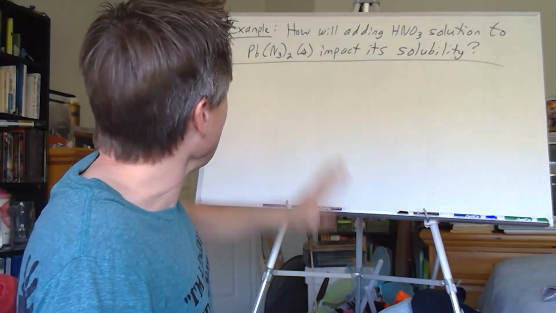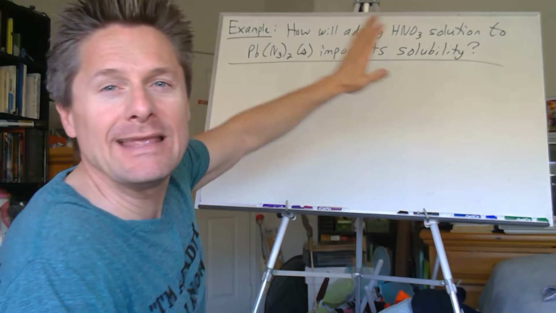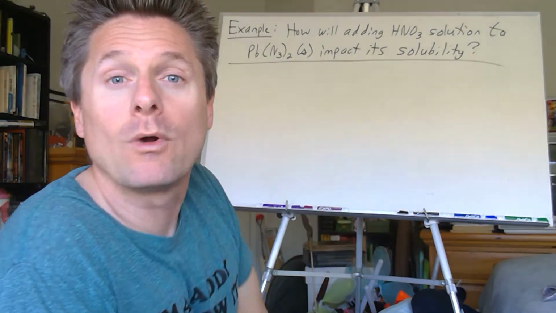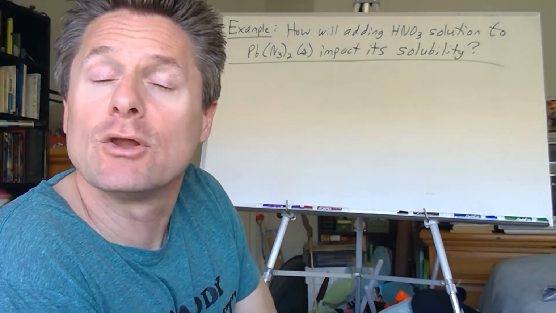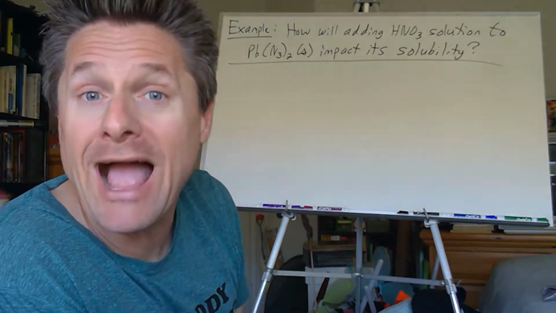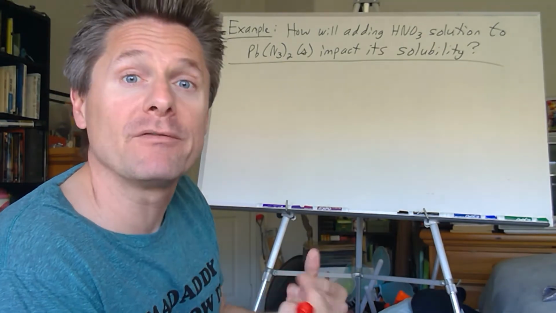So let's take a look at what ions are present in the equilibrium with the solid, and let's look at what ions we're adding through the nitric acid. And we go through the thinking, do we have a common ion? Do we have any reactions going on? And that will give us our second equation.